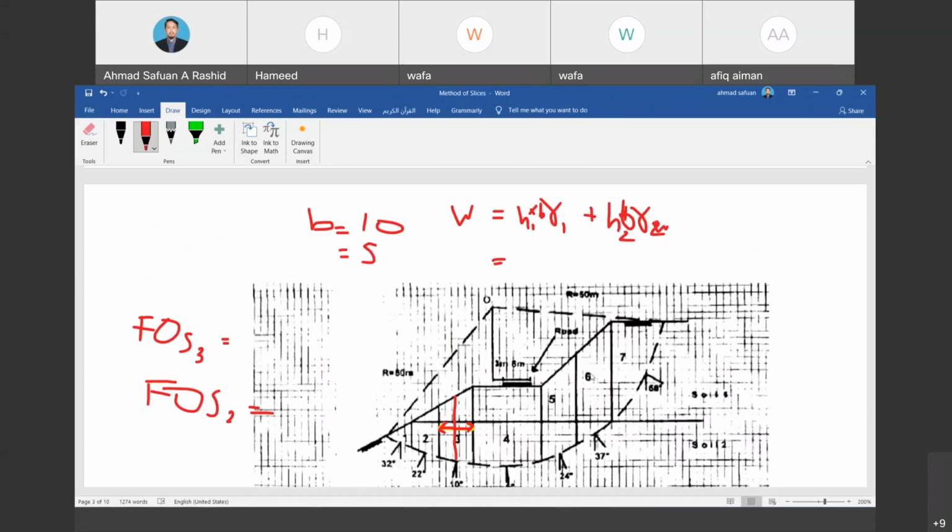You may repeat the same procedure. First determine the width, then get the center. From the center you may draw a straight line until it meets the center of the failure surface. With the same procedure, use the ruler and determine the angle of the alpha value, which in this case is equal to 37. For this part the alpha is positive, but for the earlier part the alpha is negative.